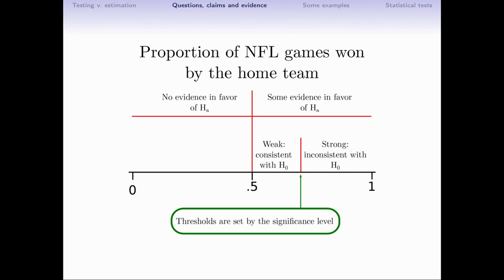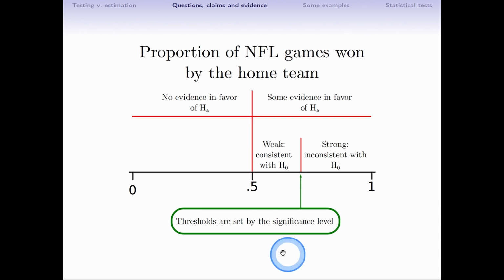Now, we will discuss this at greater length in the coming sections, but let's talk a bit about the direction and strength of evidence. As before, let P be the proportion of games won by the home team in the NFL. Our null hypothesis is that P is equal to 0.5, and the alternative hypothesis is that P is greater than 0.5. Where are we going to look for our evidence? Well, we're going to watch an entire season of NFL games. There are 256 games in total, and we are going to let P hat be the proportion of those games won by the home team.